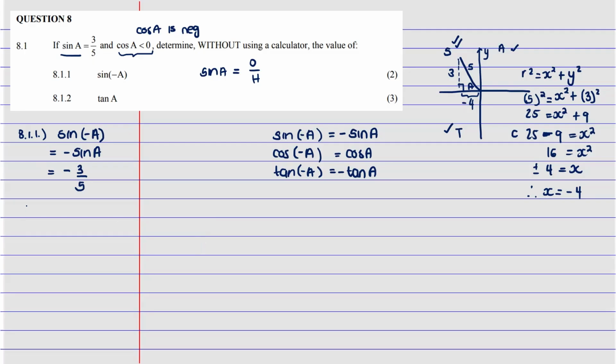So now we're going to move to 8.1.2, which is tan A. So now we're going to use the diagram, right? tan A is going to be equal to what? Remember that tan A is opposite over adjacent, right? So we need opposite. Opposite is 3 and adjacent is negative 4.